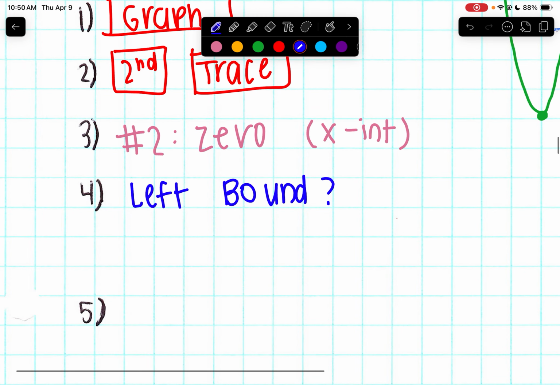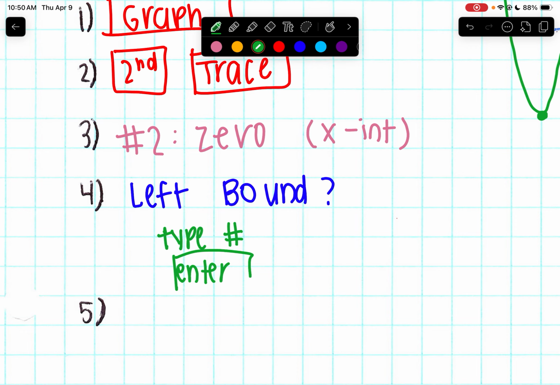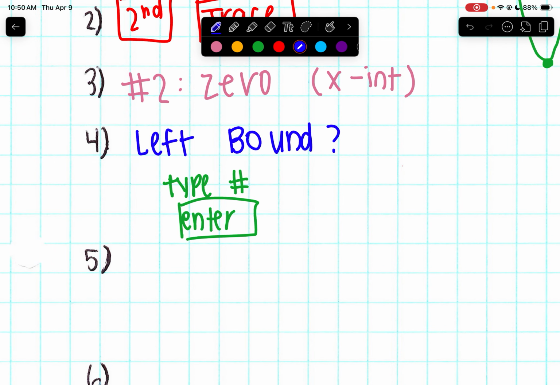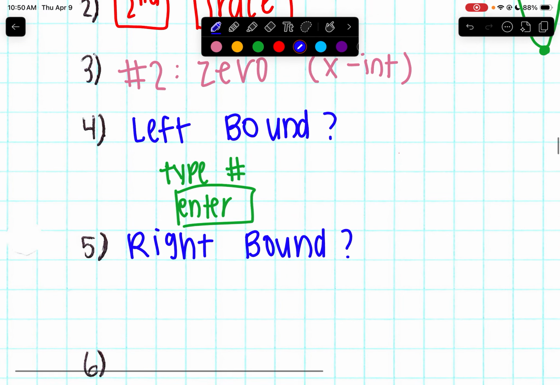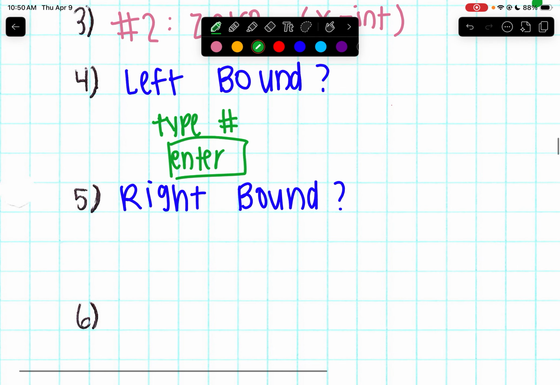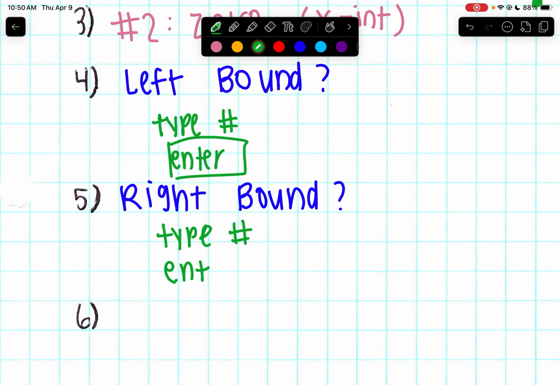And when we get to that screen, we're going to type in a number. And once you type in that number, you're going to press enter. So you're basically answering the calculator. It's going to ask you a question, you tell it the answer, and you press enter to kind of lock that in. It's going to ask you a second question. The second question is just going to ask you for the right bound. Once you type in that number, you're going to press enter.